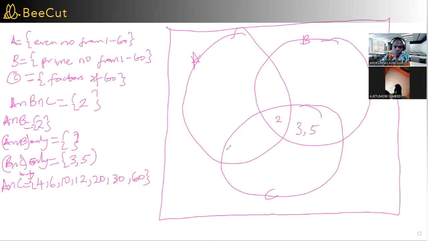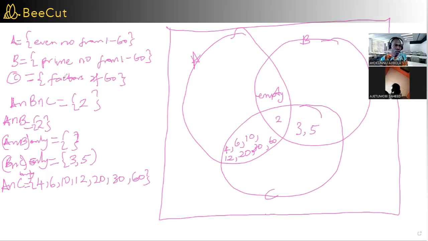So 4, 6, 10, 12, 20, 30, and 60. So once that is certain, then we can start fixing the empty spaces that remain, because this place now we say should be empty.